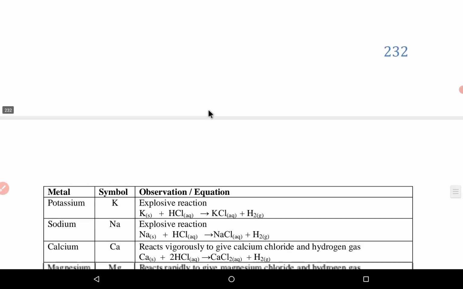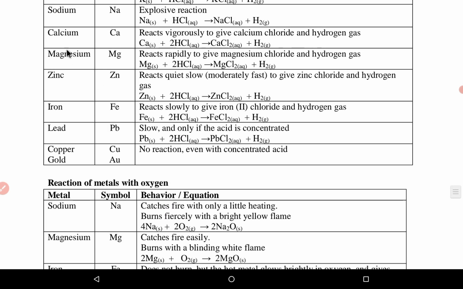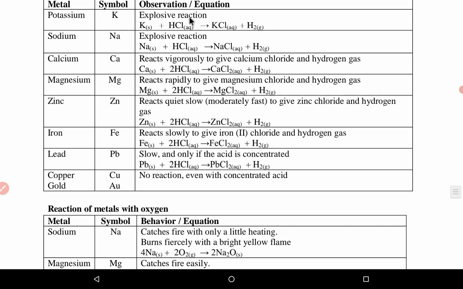If you get potassium reacting with a dilute acid, the reaction is explosive. This is very dangerous. It will react so much that it will cause an explosion. These are giving out salts. They give out potassium chloride, sodium chloride, these are salts. So all the metals all the way up to lead, they will react with acids to give salts and hydrogen. You notice copper and gold do not react with acids, even if that acid is concentrated.